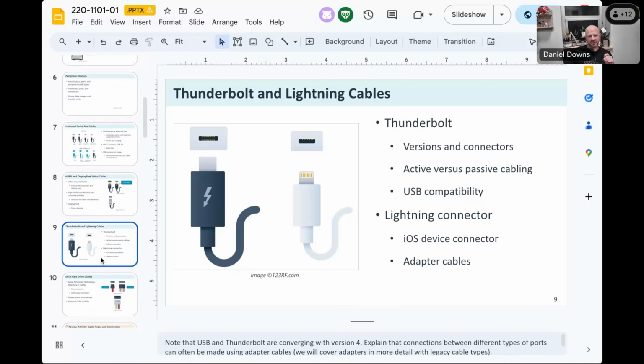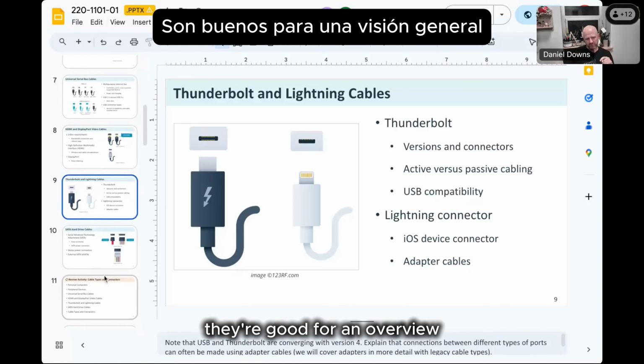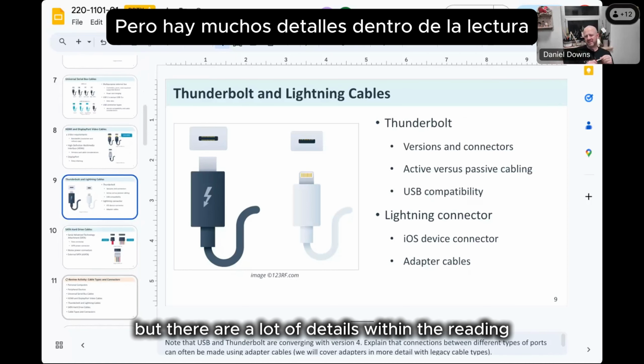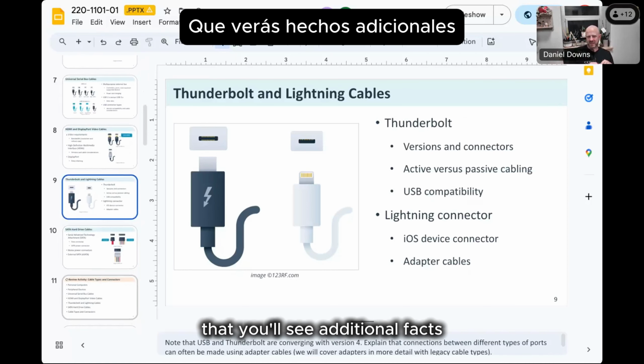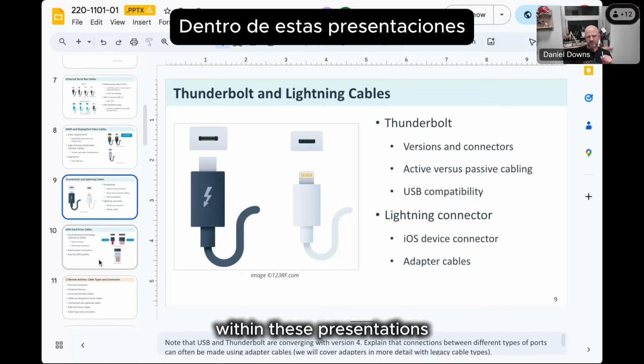There's one thing I will say about these presentations: they're good for an overview, but there are a lot of details within the reading. You'll see additional facts in the reading that they're not including within these presentations.